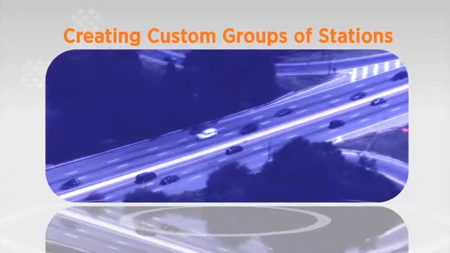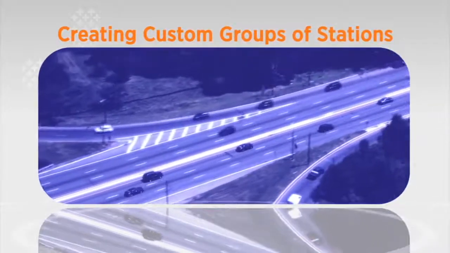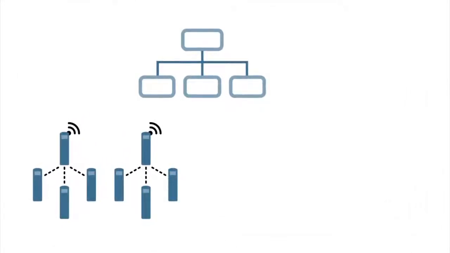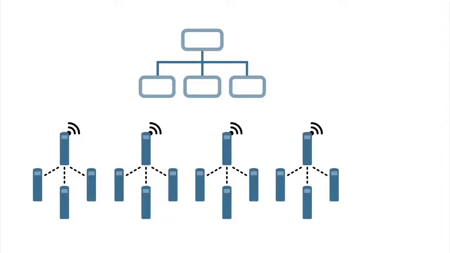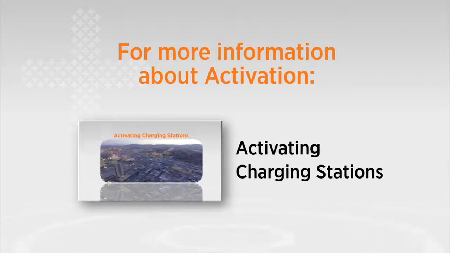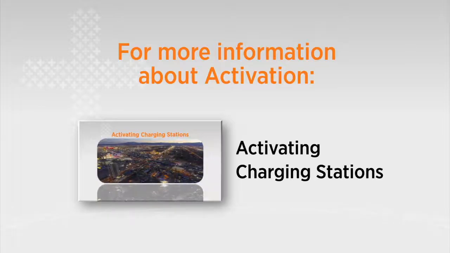In this video, I'm going to show you how to create custom groups of stations. We already know that in ChargePoint, stations are organized physically into radio groups that consist of one or more charging stations located in the same area. We were required to set up radio groups when we activated our stations. For more information about radio groups, please watch the video called Activating Charging Stations.